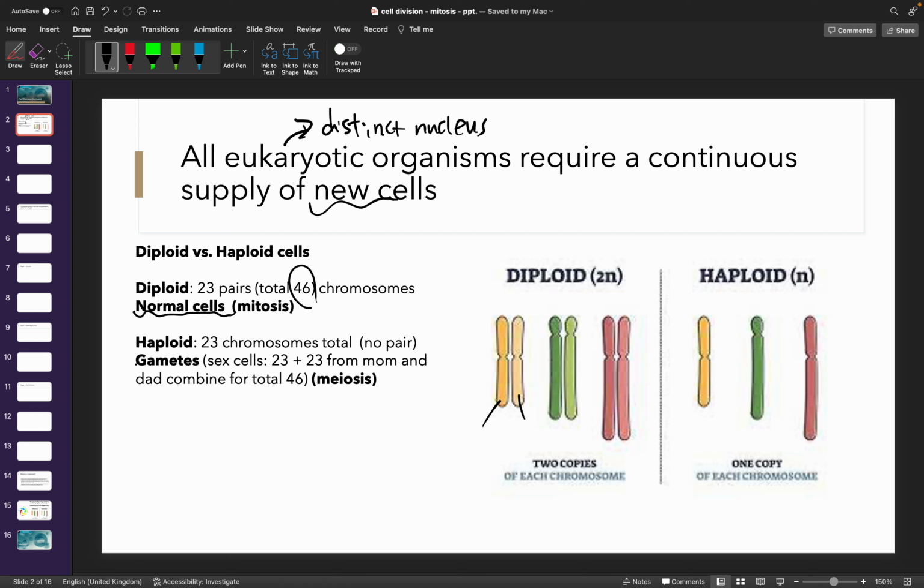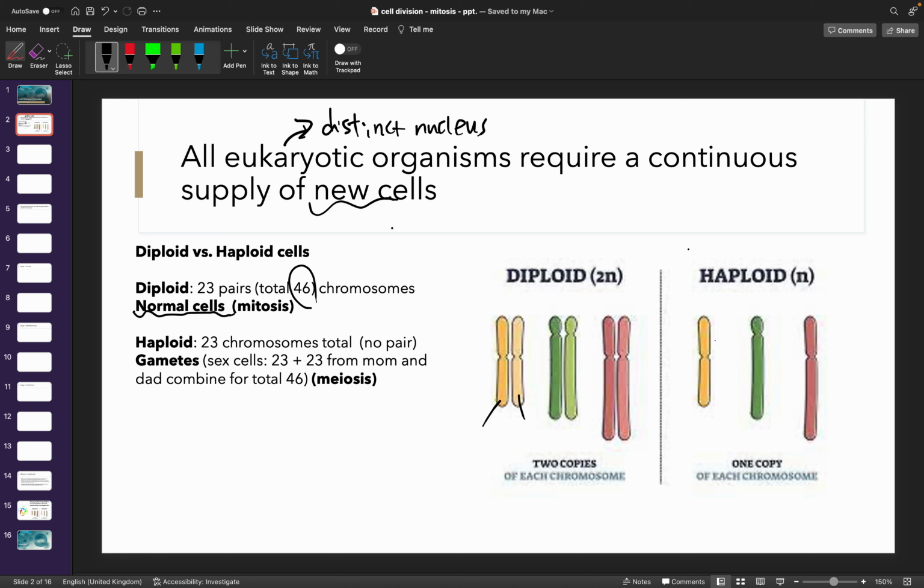Haploid cells are basically for gametes. Gametes are the scientific word for sex cells. So gametes only have one copy, so there are no pairs, only 23 chromosomes. Then it's going to combine with another one from the other parent, and these will combine together to create diploid cells. So 23 chromosomes from each parent create a total of 46 chromosomes, like in diploid cells.